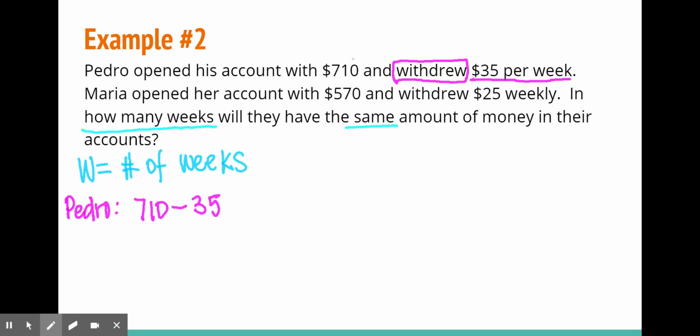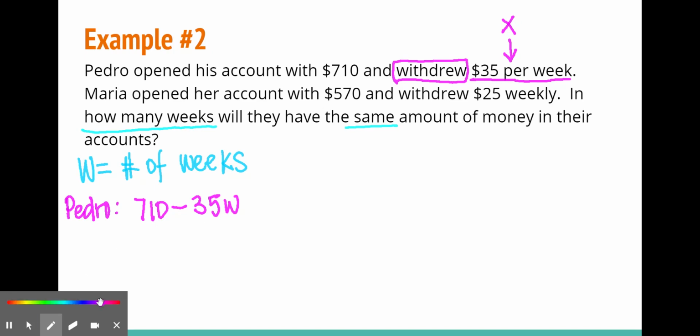However, if I leave it as just minus 35, that means he only withdrew that one time. But he didn't just withdraw that one time. He is doing that every week, per week. The word per here tells me that I need to multiply by the number of weeks. Since I don't know the number of weeks, I'm going to multiply by W. So to figure out how much money Pedro has after a certain number of weeks, this is the equation that I would use: 710 minus 35W.